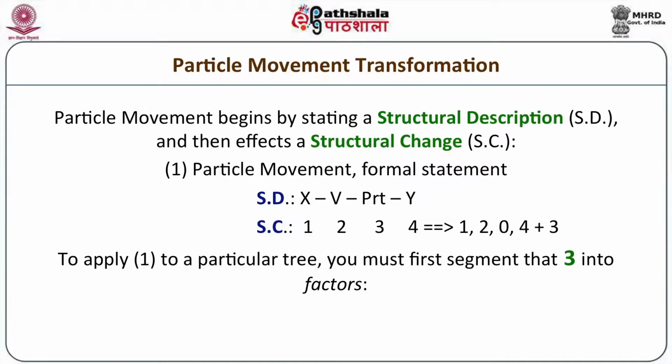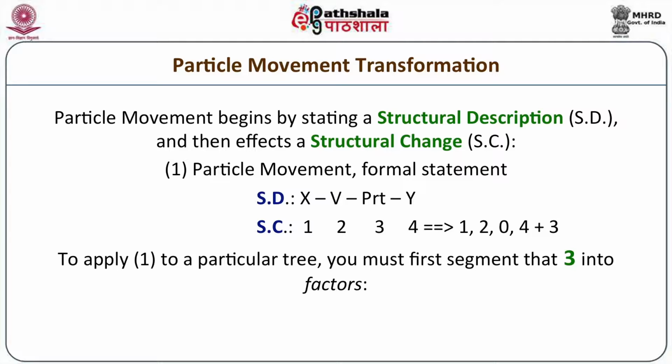So where the structural description has x, v, prt, y, the structural change under x writes 1. Under v it writes 2. Under prt for particle it writes 3. Under y it writes 4. You have to match the number exactly with where you've written the factor. There are 4 factors, so there are 4 numbers, 1, 2, 3, 4.